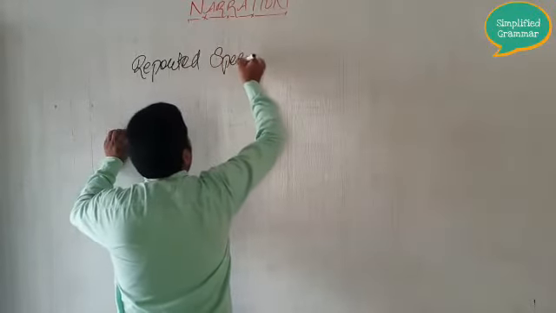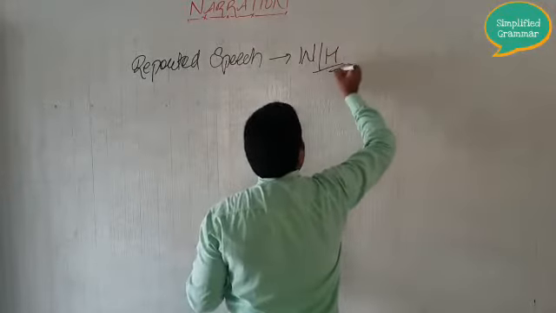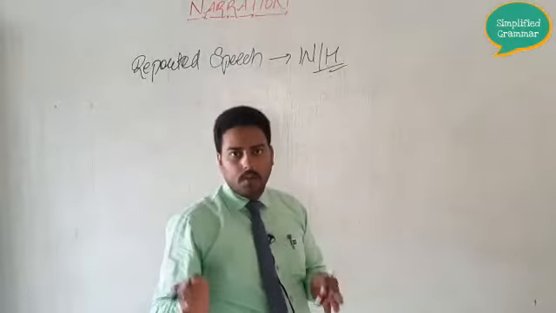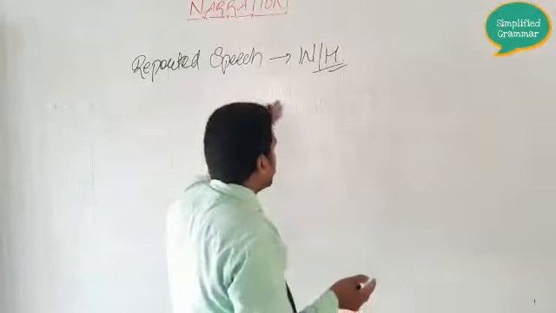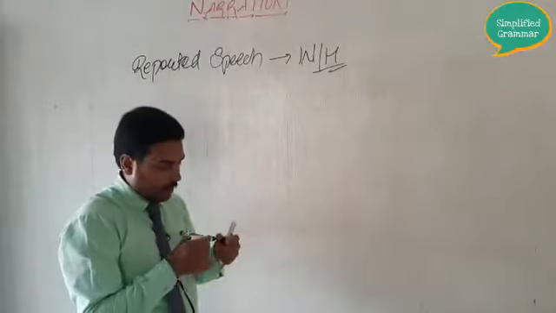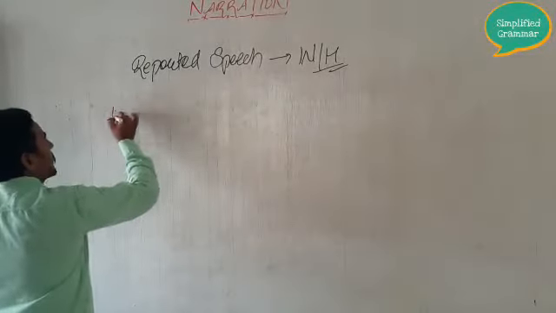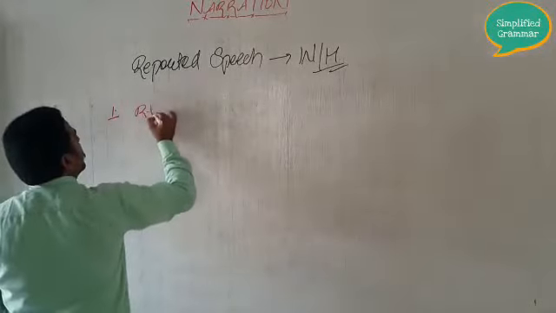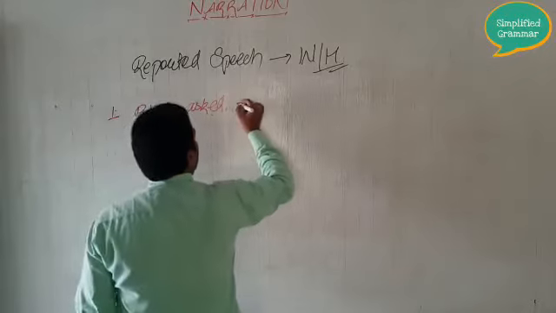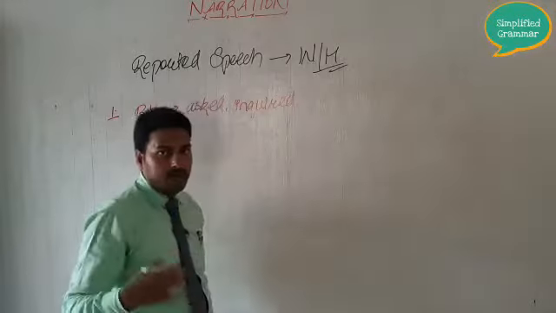Now next one is, dear students, if your reported speech begins with WH words. What are those WH words? You know, like where, why, which, whose, whom, so on, okay? So these are the WH words. If your reported speech begins with the WH words, what are the things you need to remember? First thing as usual, your reporting verb will be changed into asked, then inquired, demanded, wondered, and so on.